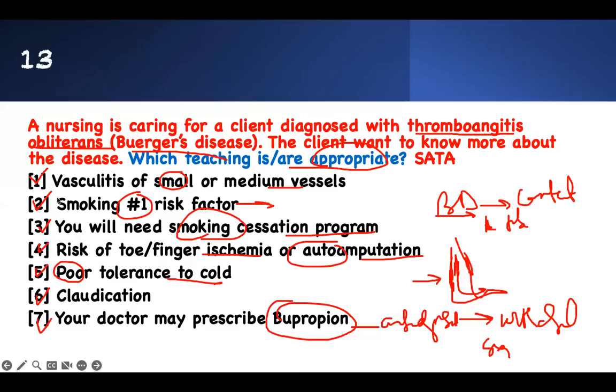So all of this is the content. I just put it there for you, in case you see this question in a case, in team management. This is the topic for Buerger's disease, everything you need to know about that disease in one question.